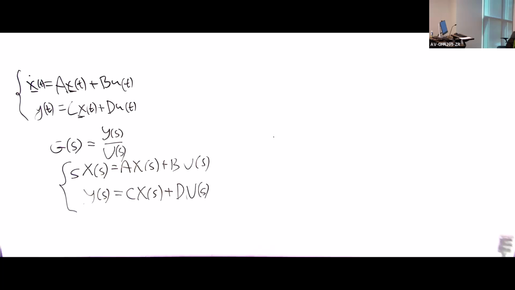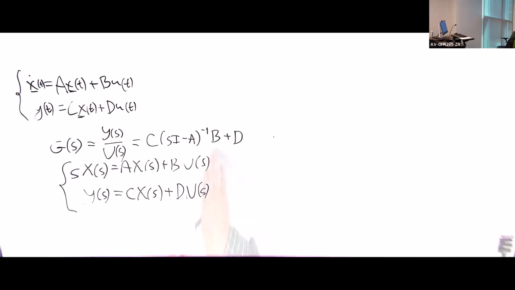Okay, so this is algebra from now on. And what you will get is C (sI minus A) inverse B plus D. This is almost what you get from solving that system of equations. So practically getting rid of the x here, right? Which will be just getting rid of that part.